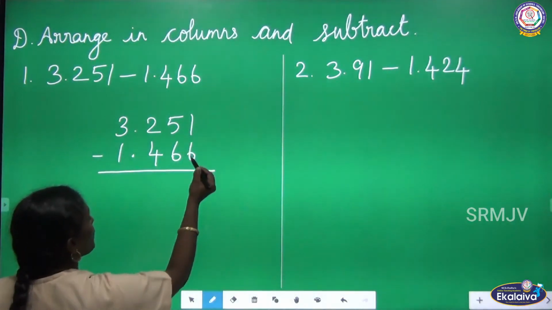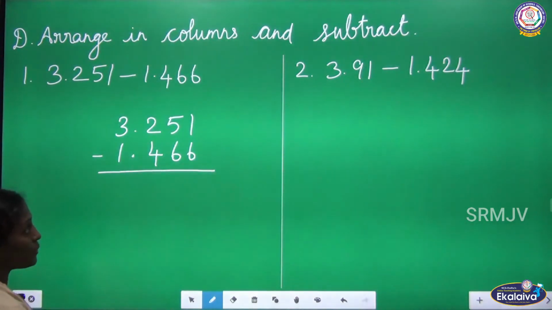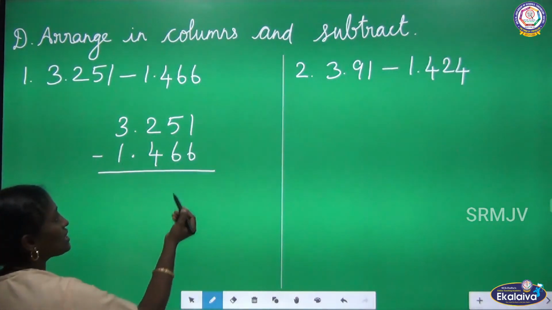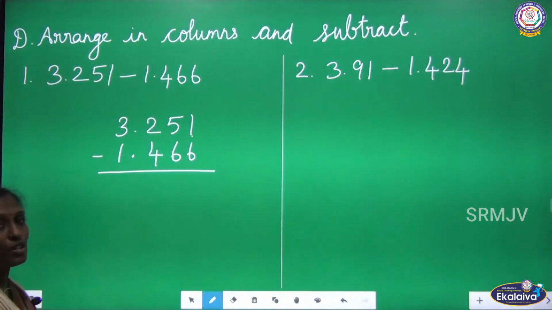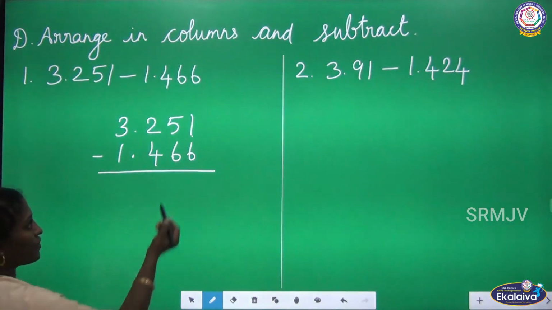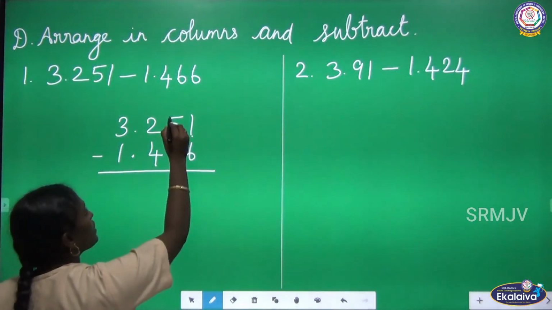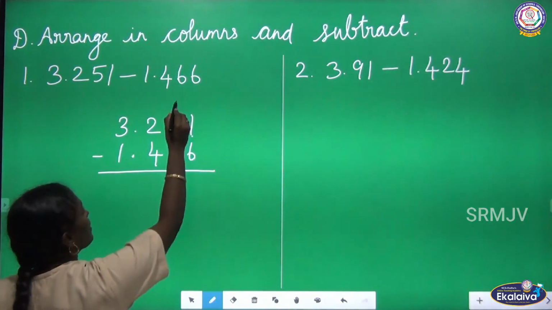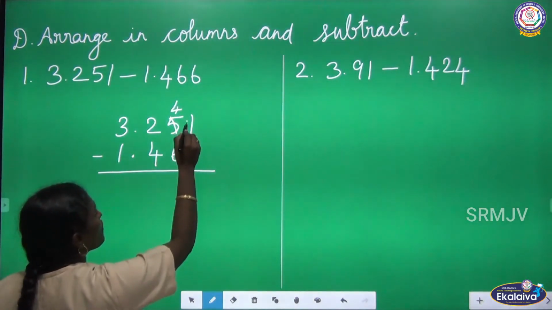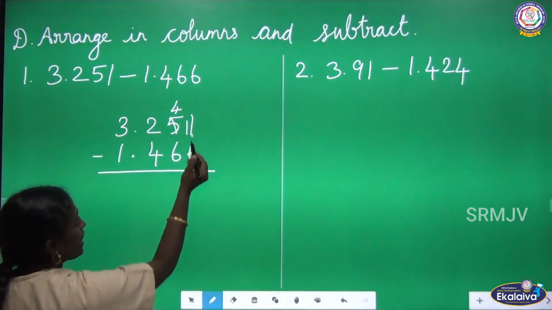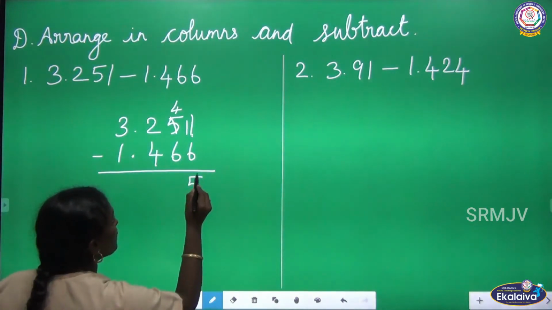Okay. Now we have to start with the thousandth place. 1 minus 6. Here 1 is the smaller number, so we can't do the subtraction. We can't subtract 6 from 1. So we have to borrow from 5. 5 will become 4. 1 will become 11. 11 minus 6, we will get 5.